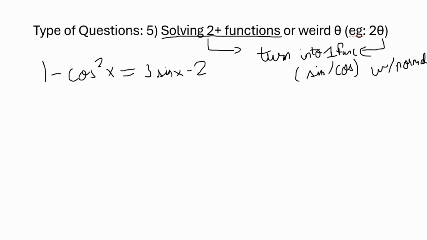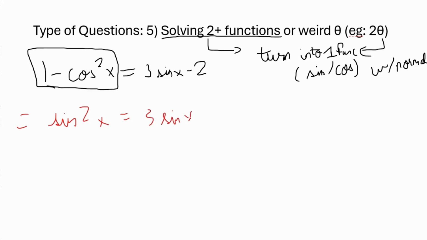Other questions that I have, this is the fifth type of questions when it's two or more functions, and then a weird angle question, and that's gonna be it for today. And so our question is 1 minus cos squared x equals 3 sin x minus 2. Even with this solving, wherever you see an identity, because it's two different functions, I'm trying to make it one function, the same function. So I can see an identity right here, our favorite identity. This becomes sine squared x equals 3 sine x minus 2.